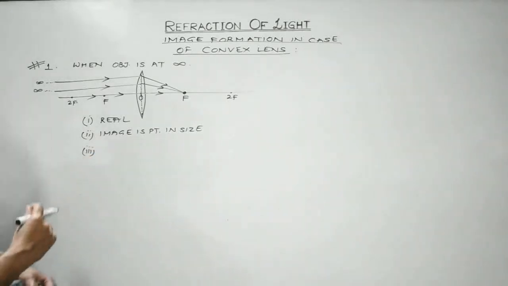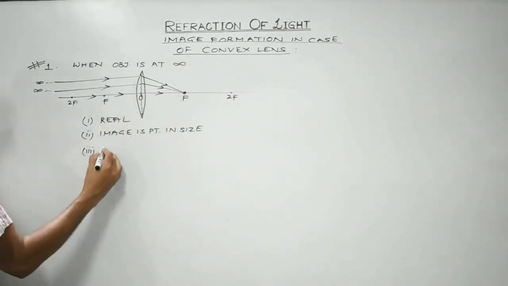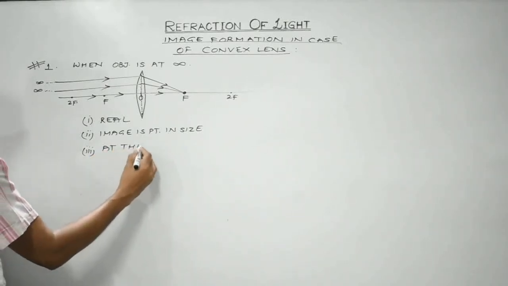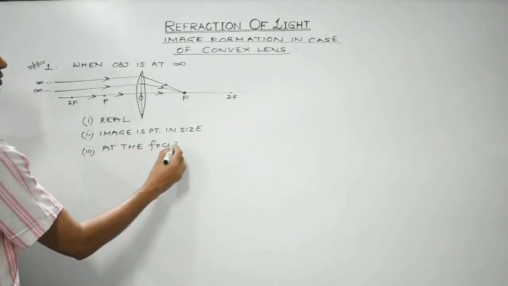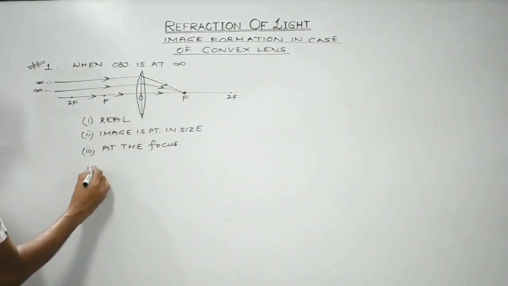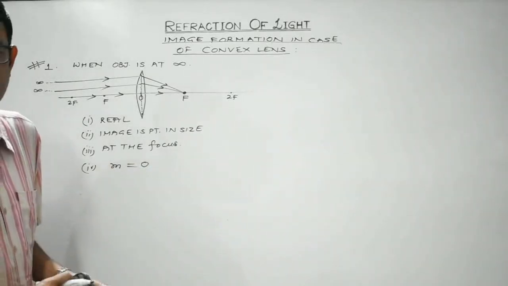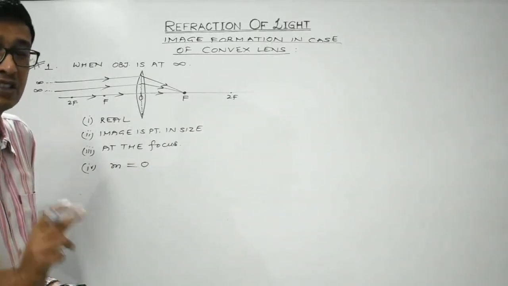Image is point in size. Third situation, third property: image is formed at the focus. Right? It is exactly formed at the focus. What about linear magnification? Since it is point in size, therefore linear magnification is zero.